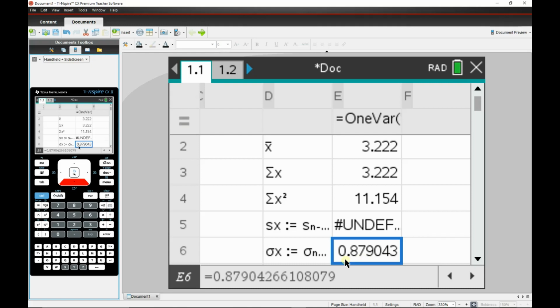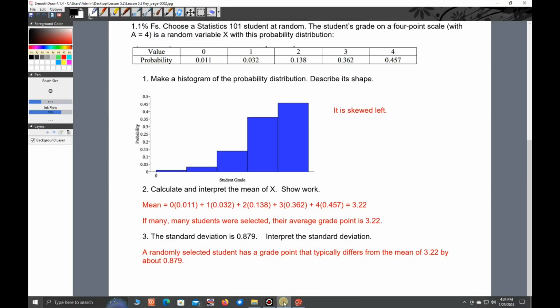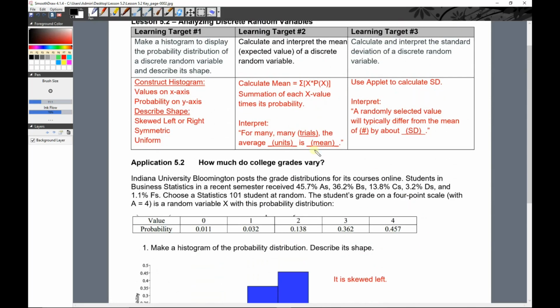Okay, so that's it. Let's go ahead and read the rest of it, and then we can close this out. So the interpretation: a randomly selected student has a grade point that typically differs from the mean of 3.22 by about 0.879. So both those interpretations match up actually pretty well to the learning targets.